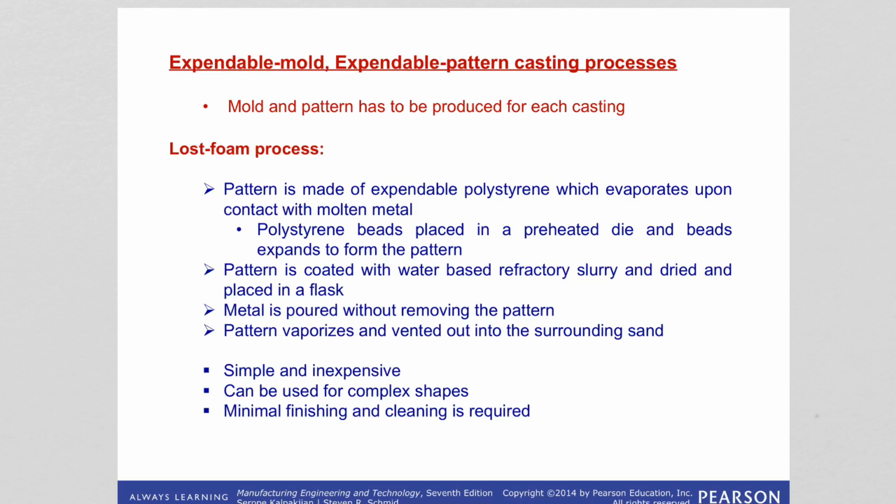The flask is filled with sand, and this supports the pattern. And then the molten metal is poured into the mold, and of course this vaporizes the pattern, which was made out of polystyrene. And then the metal completely replaces the space that was previously occupied by polystyrene.